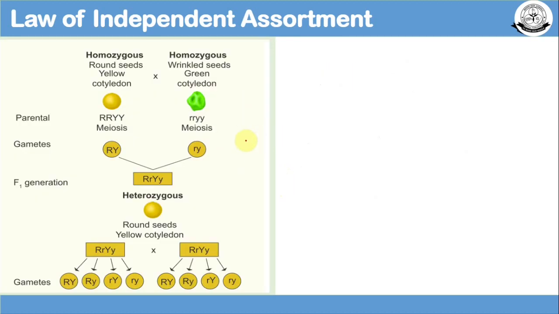So let's take an example here. We have a homozygous round seed, yellow cotyledon plant and a wrinkled seed, green cotyledon plant. Round and yellow are dominant, two dominant characters. Similarly, wrinkled and green are recessive, two recessive characters.